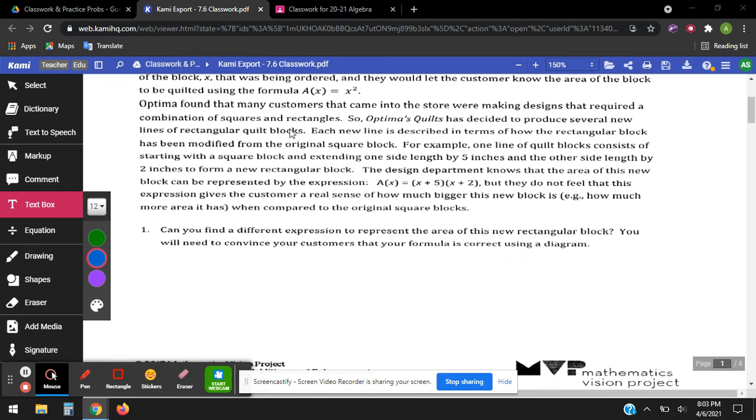Optima found that many customers that came into the store were making designs that required a combination of squares and rectangles. So Optimus Quilts has decided to brew several new lines of rectangular quilt blocks. Each new line is described in terms of how the rectangular block has been modified from the original square block.